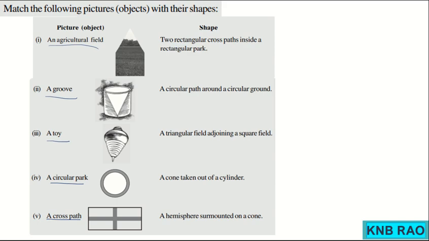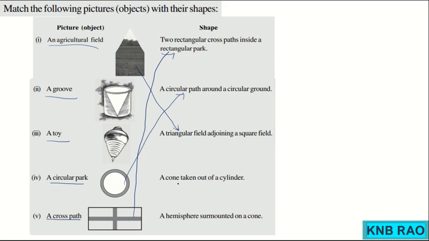First, in the shapes we have two rectangular cross paths inside a rectangular park. So straight away the fifth one goes there. Two rectangular cross paths inside a rectangular park, this one only. Next, second shape, a circular path around a circular ground. So the circular park goes straight away there, the fourth one. Next, third shape is a triangular field adjoining a square field. Triangular field adjoining a square field. So this agricultural land comes here.